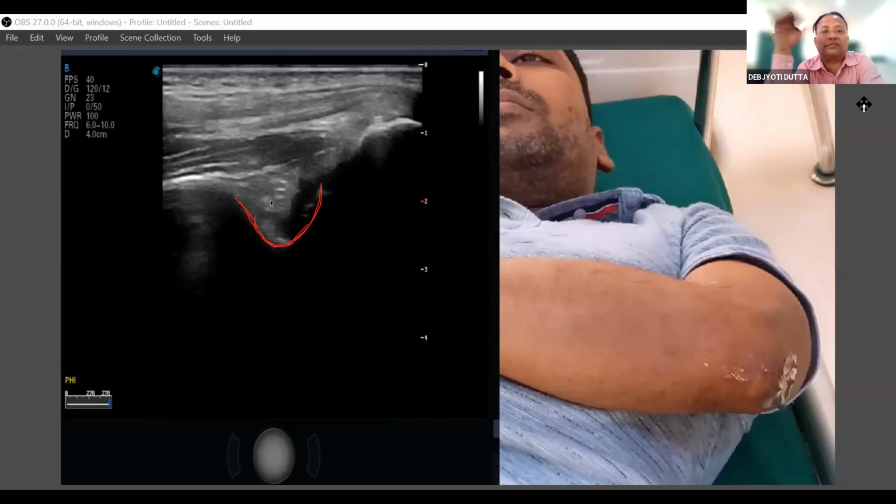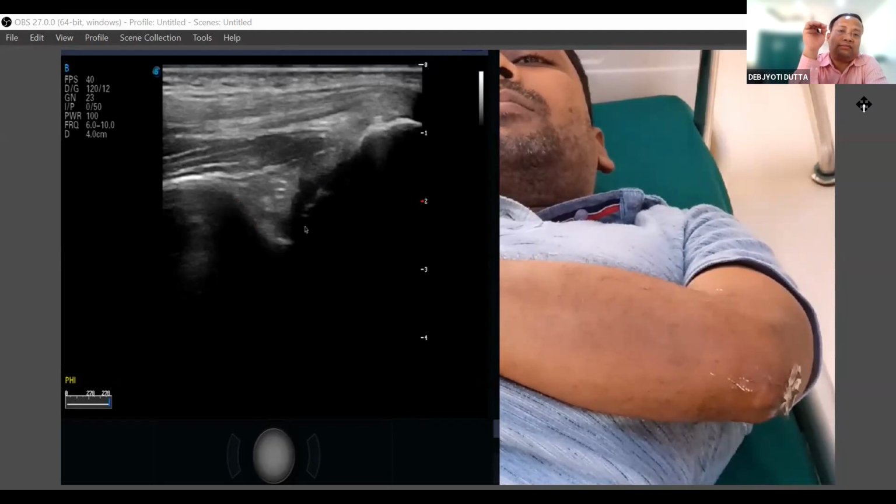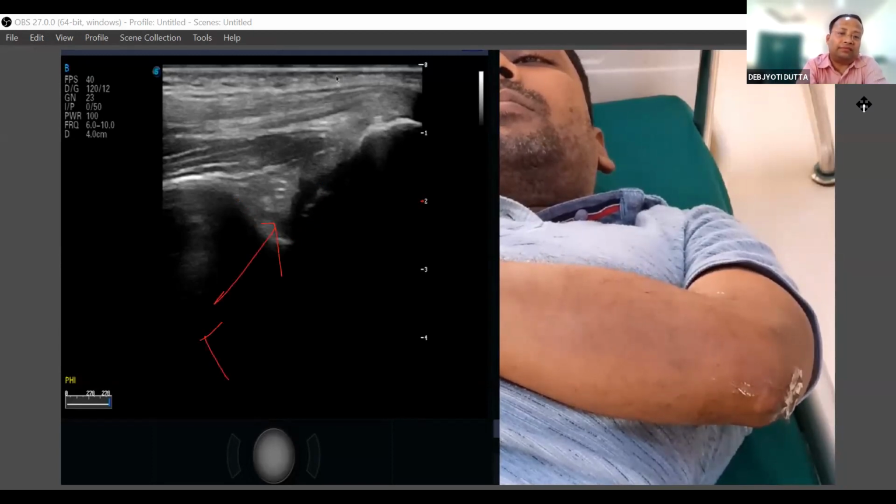You are able to see the fat here as well. And here you are able to see the triceps. And if there is fluid here at the superficial level, this is the student's elbow. Then we will get the fluid here. So if there is fluid here in the olecranon bursa, we will be able to see it here. And if there is fluid here, that is a student's elbow, you will be able to see it here.